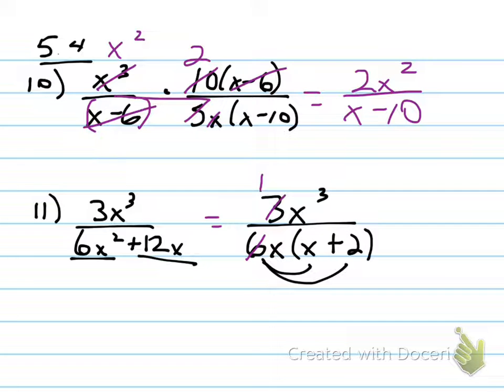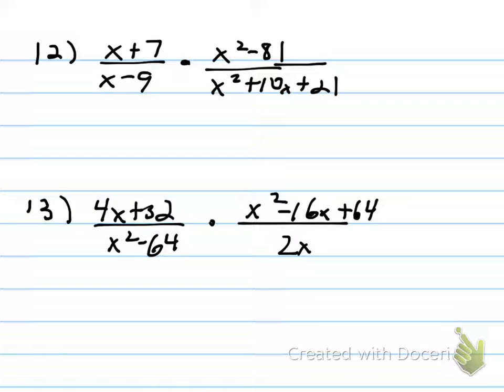3 over 6 is 1/2. X to the third over x is once again x squared. So it looks to me like I have 1x squared, which I don't need the 1, over 2 times x plus 2. If you multiply the 2 times x plus 2, that's just fine but not necessary.